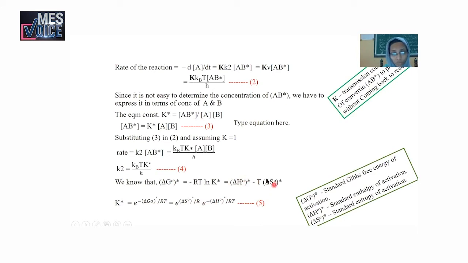By substituting this for delta G0, we can get this. Here delta G0 star is the standard Gibbs free energy of activation. Delta H0 star is the standard enthalpy of activation. Delta S0 star is the standard entropy of activation.